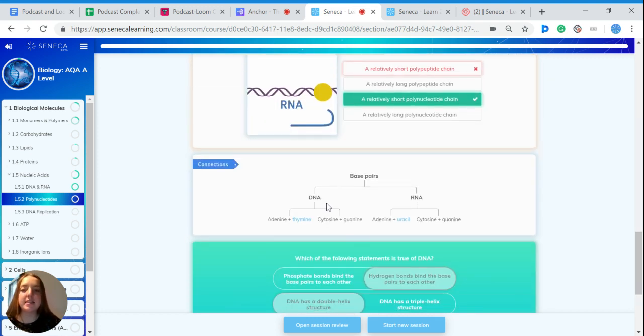So the bases that you'd find in DNA are adenine, thymine, cytosine and guanine, whereas in RNA you get adenine, uracil, cytosine and guanine. And that sums up polynucleotides for you.